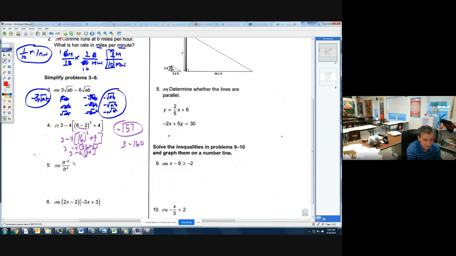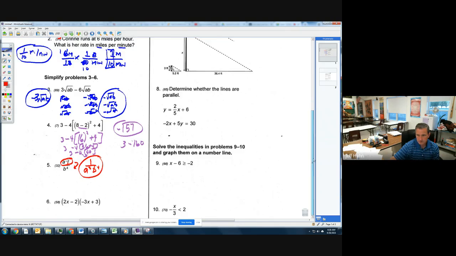Problem number 5. The only thing bad about this is nothing really cross cancels, but you can't leave that negative, so you have to move it to the bottom. There's nothing left on top, so I put a 1. I end up with an a squared and a b to the 4th. Nothing more can be done there. It just ends up being that.